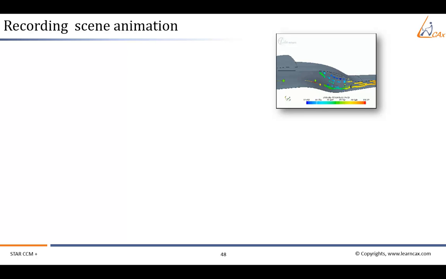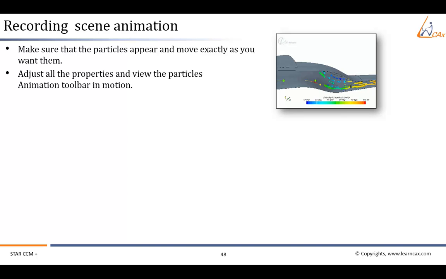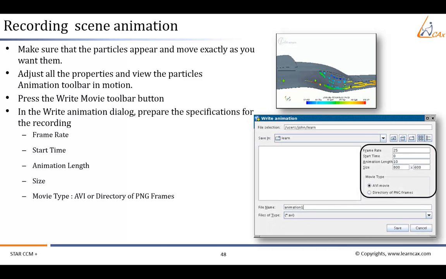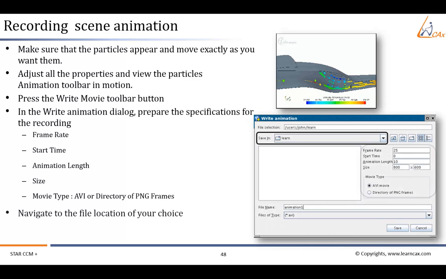These are the steps to record animations. Make sure that the particles appear and move exactly as you want them. Adjust all the properties and view the particles animation toolbar in motion. Press the right movie toolbar button. Prepare the specifications for the recording. Navigate to the file location of your choice.